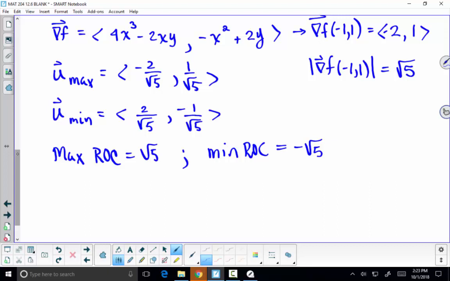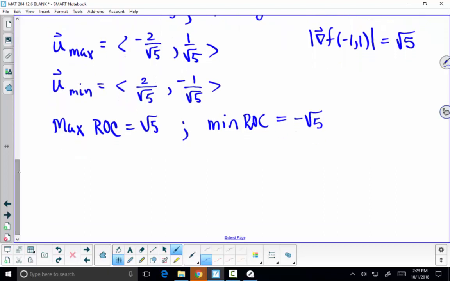What about part B? What was part B? Tangent vector. So a tangent vector means no rate of change. We switch the components and change a sign. So we could go 2 over root 5, 1 over root 5.